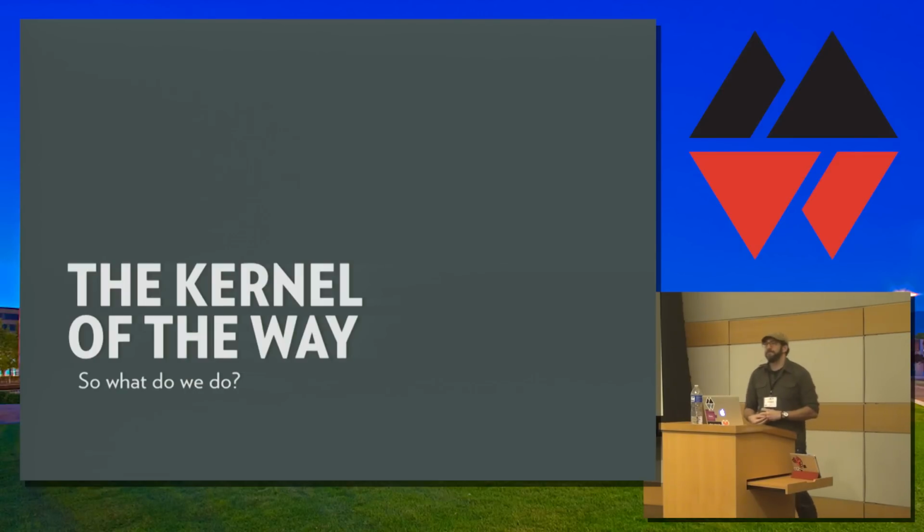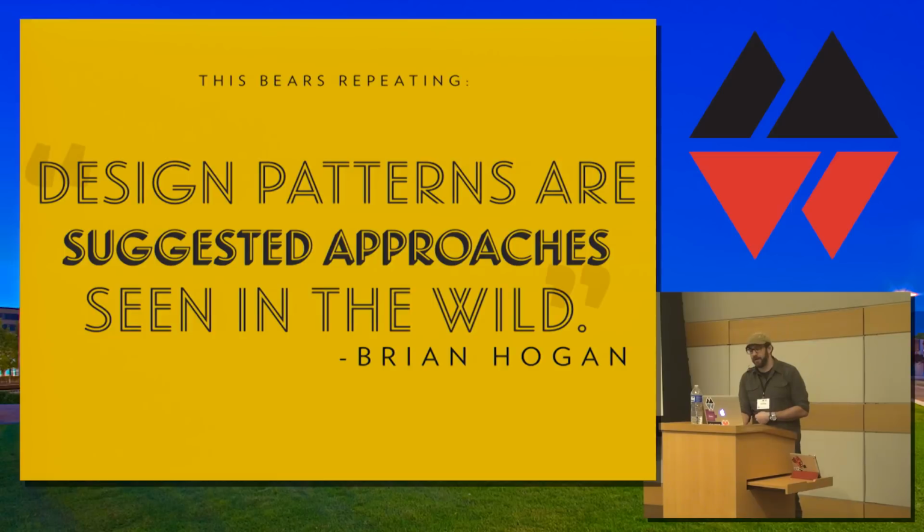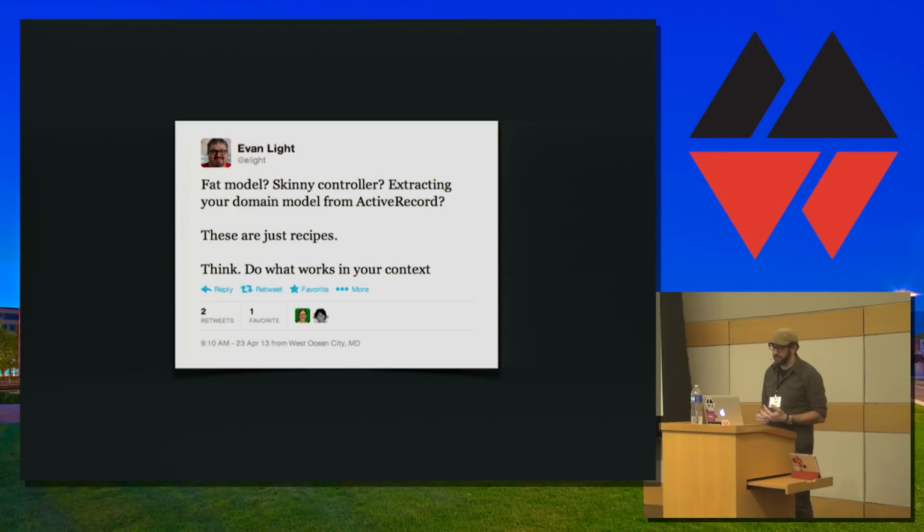So back to the theory. The Timeless Way of Building is something that Alexander talks about. So how do we apply this stuff to software? And this bears repeating. It's suggested approaches seen in the wild. Evan Light also put it nicely that fat model, skinny controller, extracting your domain models from Active Record, these are recipes. Think and do what works in your context.